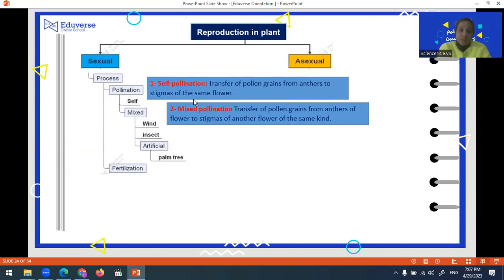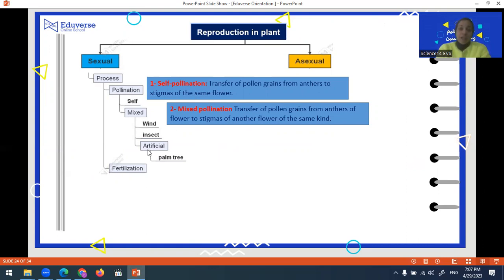of the same flower. This is self or auto-pollination. What is mixed pollination? It's the transfer of the pollen grain from the anthers of a flower to the stigma of another flower, but of the same kind. So we can understand that pollination is only the transfer of the pollen grain from the anther to the stigma of a flower. If it's the same flower, I call it self-pollination. If it's a different flower, or in a different plant but of the same kind, it will be the mixed pollination type.